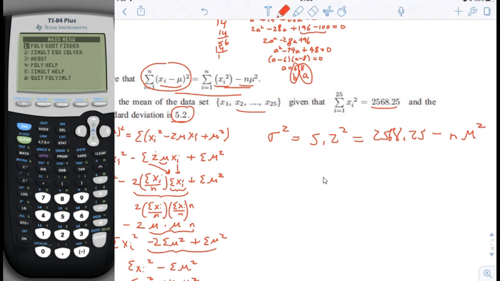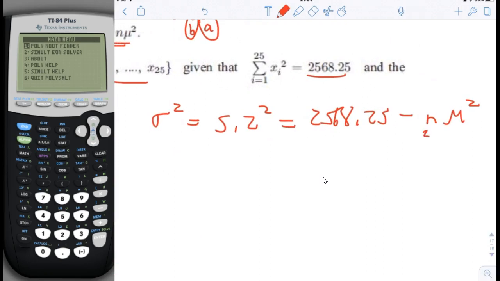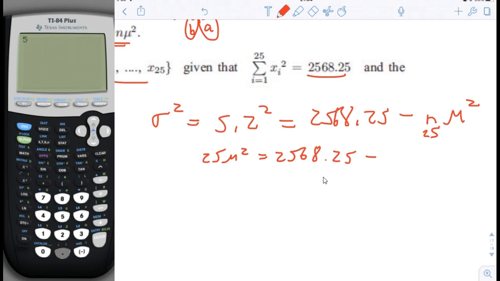And then we'll put that there. And then we'll rearrange it. We're going to put that on the left so we don't have a negative sign anymore. So we'll put 25 mu squared on the left. Then we'll have 2568.25 minus 5.2 squared. What's 5.2 squared? It's 27.04. So let's subtract 2568.25 minus 27.04.